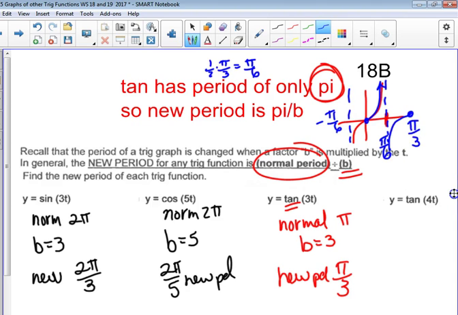All right, what about the last one? Normal is pi for a tangent. If b is 4, the period is pi over 4. I started to write 2 pi, which it's not. Pi over 4. Okay, rather than graph a sketch right there, we're going to do one that has a 4 in it.